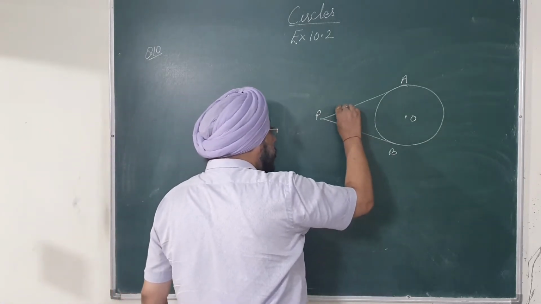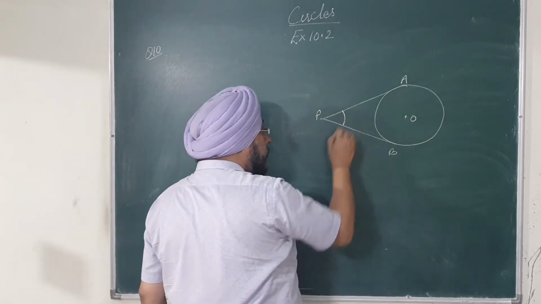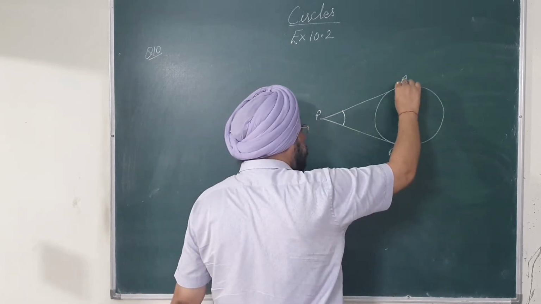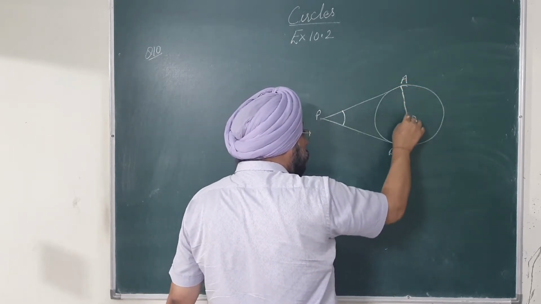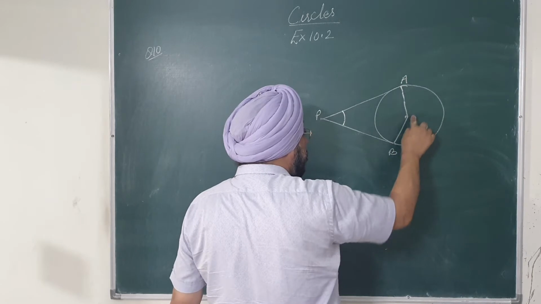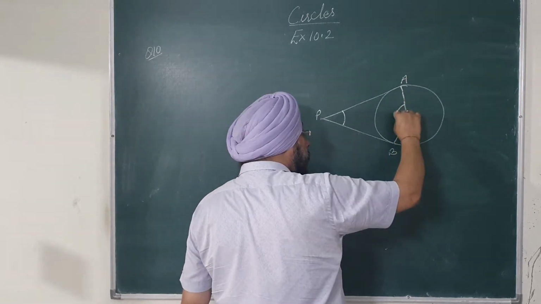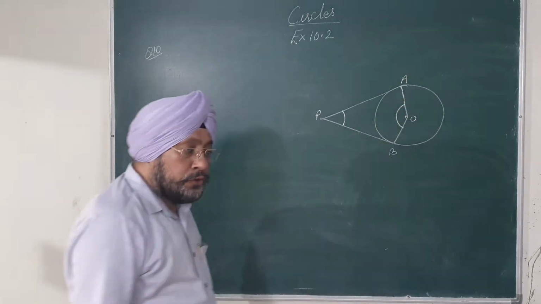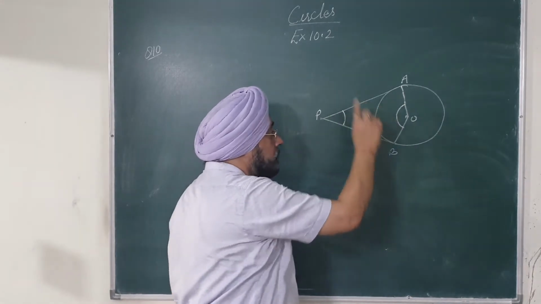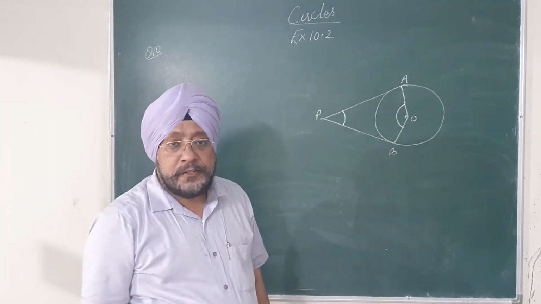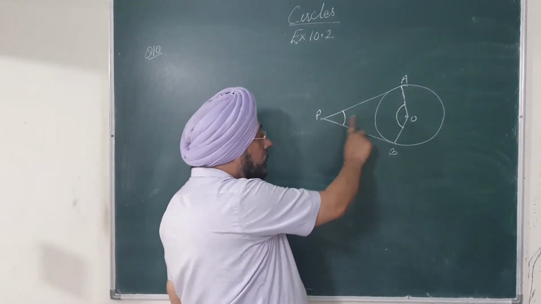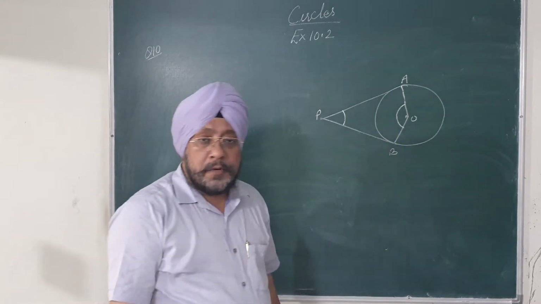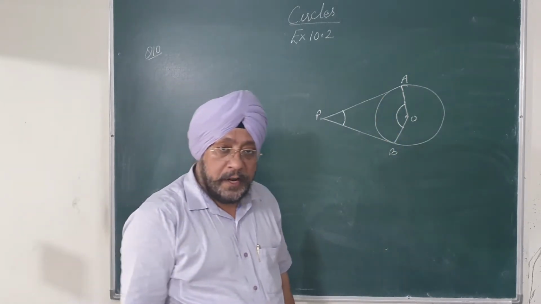If this is a circle with center O and there are two tangents drawn from an external point, let us take P as the external point and PA and PB as the two tangents to the circle. So, the angle formed between these two tangents and the angle formed by the two line segments OA and OB, means angle AOB, we have to show that these two angles are supplementary. Means we have to prove angle P plus angle O must be equal to 180 degrees.